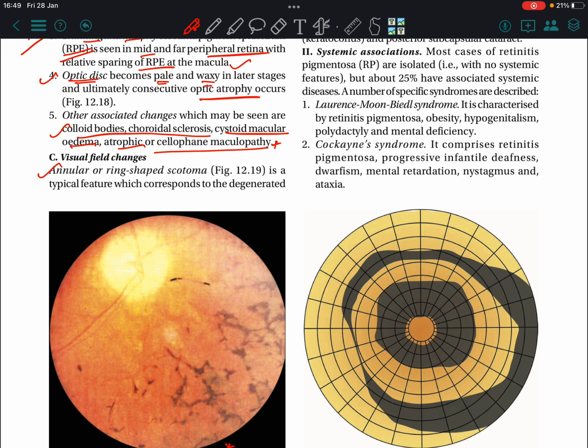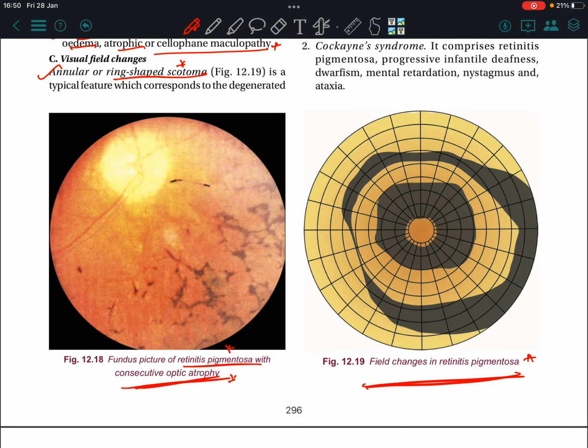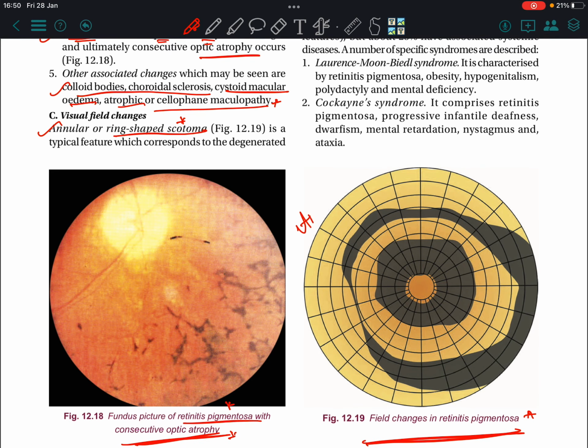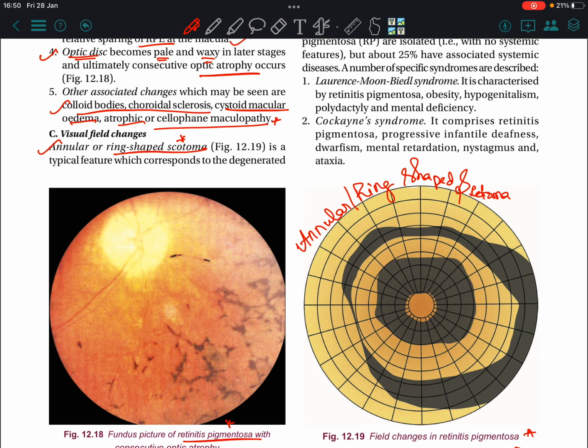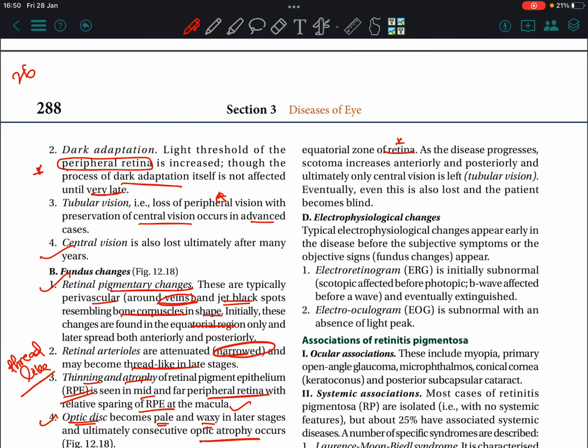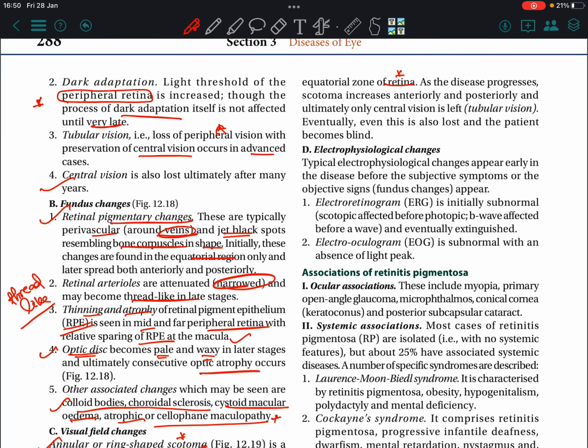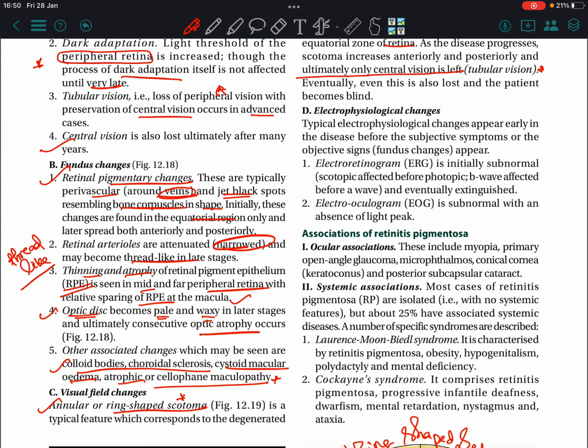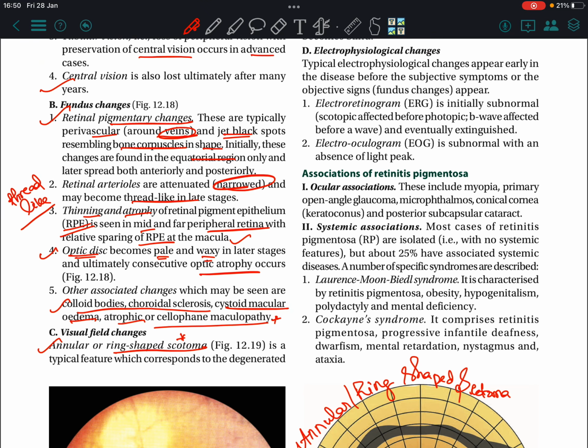Visual field changes: annular or ring-shaped scotoma is a typical feature which corresponds to the degenerated equatorial zone of the retina. As the disease progresses, the scotoma increases anteriorly and posteriorly, and ultimately only central vision is left, which is tubular vision. Eventually, this is lost after many years.